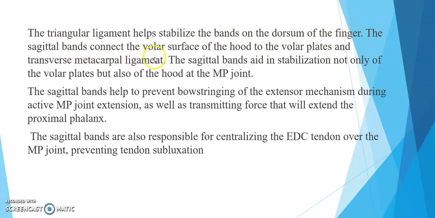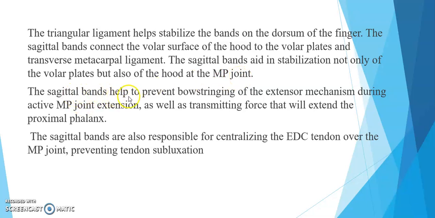The sagittal bands connect the volar surface of the hood to the volar plates and transverse metacarpal ligament. So we can say that the triangular ligament, the volar plate of the flexor compartment of the finger, and the transverse metacarpal ligament together form a bond which stabilizes the whole finger musculature. The sagittal bands aid in stabilization not only of the volar plates but also of the hood at the MP joint, that is the metacarpophalangeal joint.